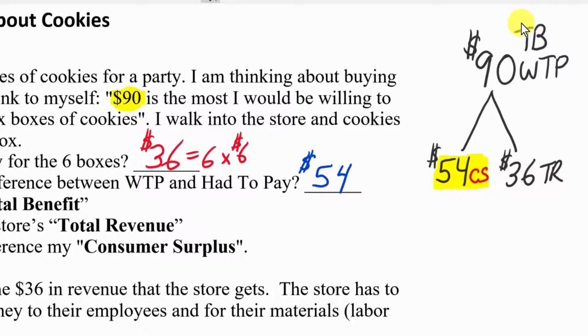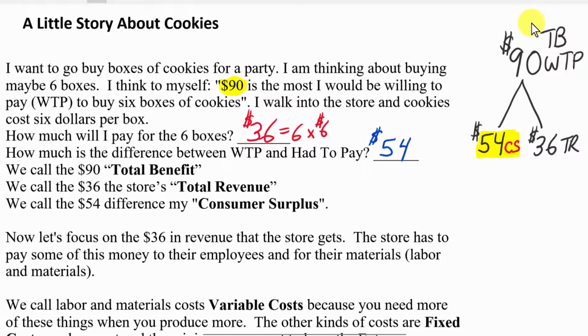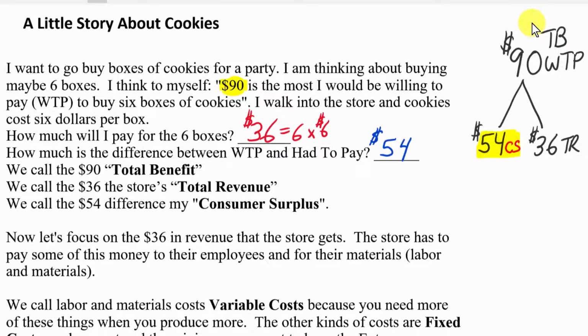And it's kind of a weird thing just by itself, but it is more clear to see. If consumer surplus goes up, consumers are happier. If it goes down, consumers are being hurt or damaged in some way. All right, well, now let's focus on that $36 in total revenue.